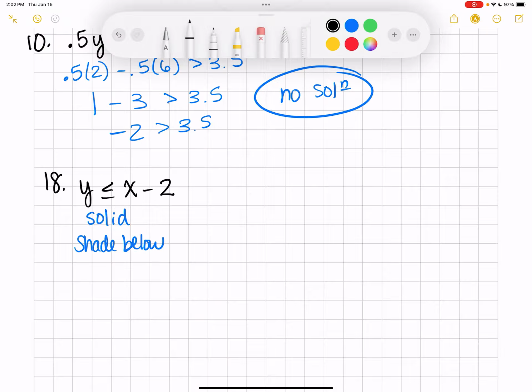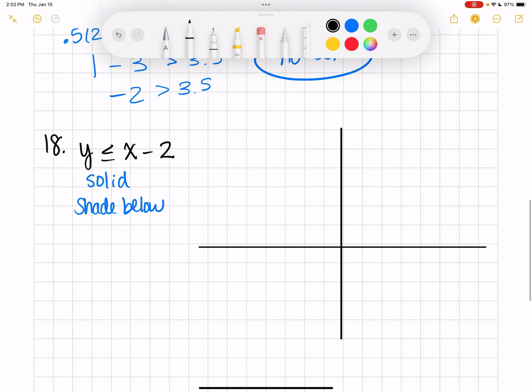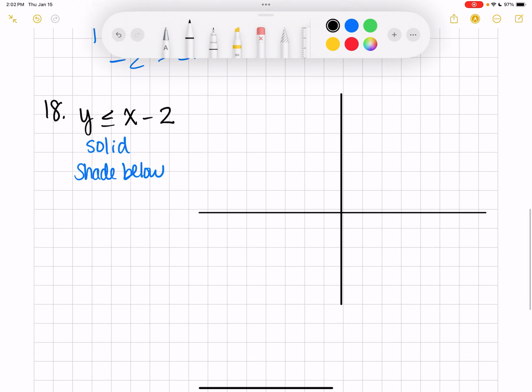So I'm going to set up my graph. All right, we graph this just like normal. The first thing we do is graph our y-intercept, which is -2. And then my slope is +1. Remember, it's the number in front of x. It's rise over run, so we go up 1, right 1, up 1, right 1, or you can go down 1, back 1, however you want to do it. It is solid, so I can connect them.